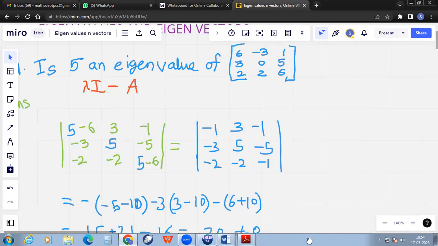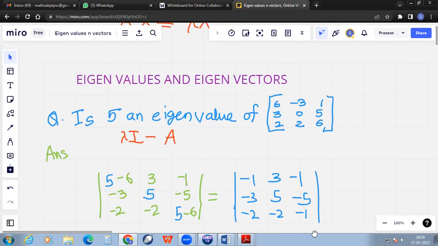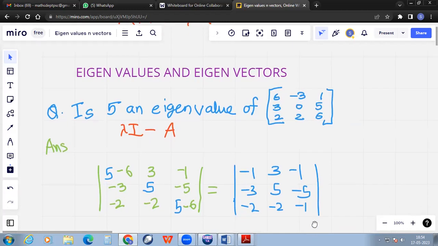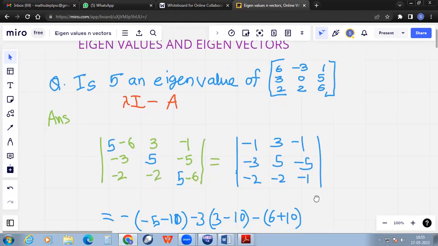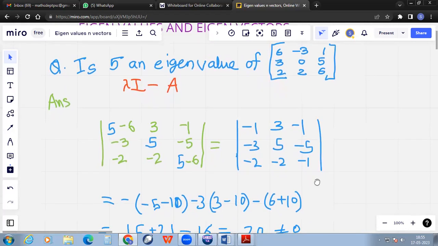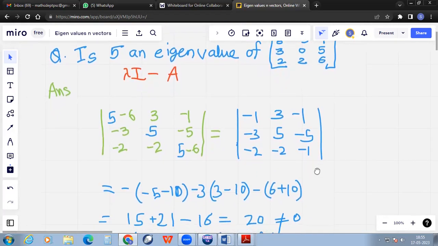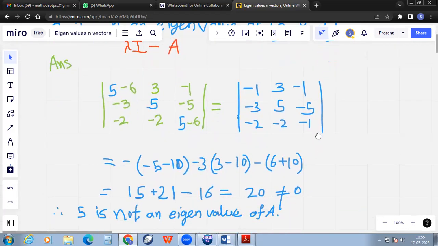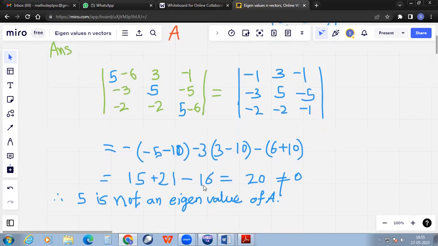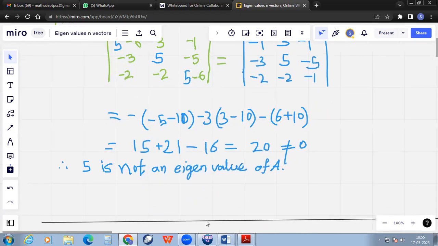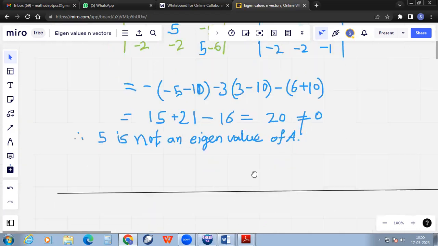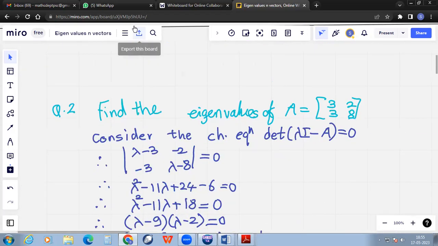The question was, is 5 an eigenvalue of the matrix? We prepared a characteristic matrix, we found its determinant, and what we observed was the answer was non-zero. The answer being non-zero, we are saying that 5 is not an eigenvalue of A. Let us move on to the next question of a similar type.